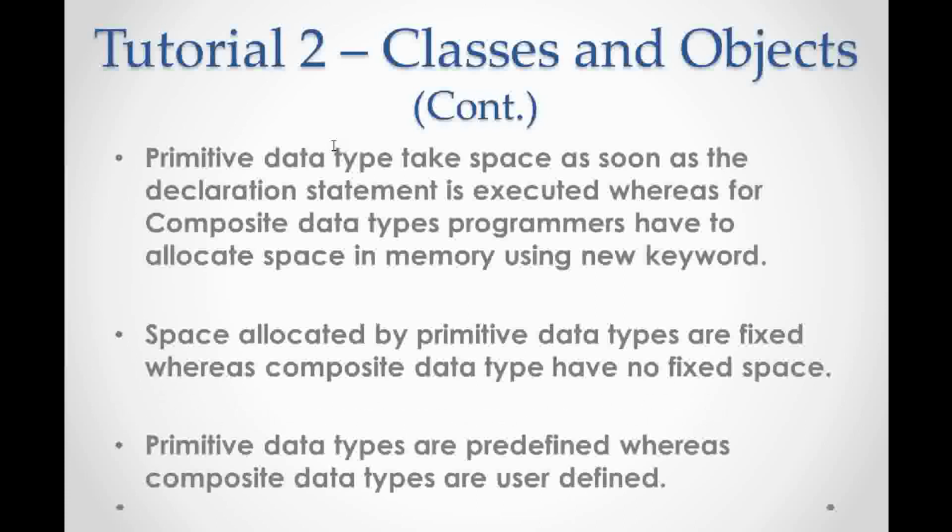Primitive data types are predefined. You already know that. It's already given by Java. Whereas composite data types are user defined. User means programmer here. So we as a programmer define any composite data type. It is not predefined.